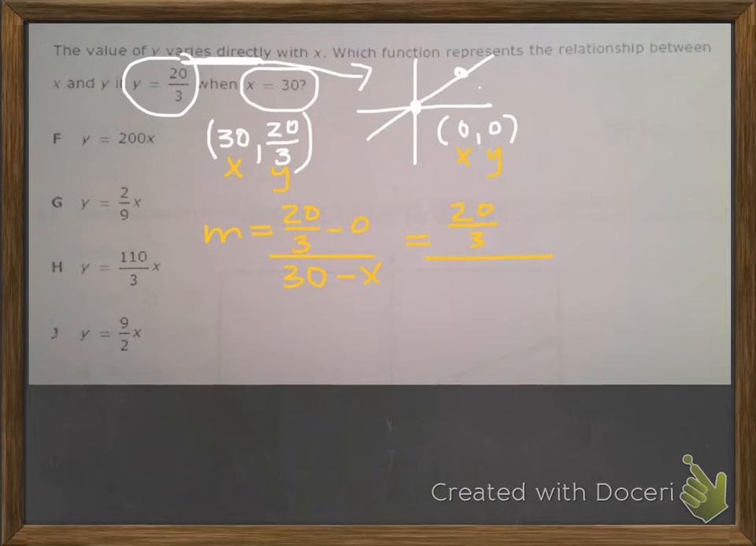In the bottom, it should have been 30 minus 0. That's my x value. So sorry, guys. 30 minus 0 is 30 for the denominator. So this is my slope. It looks a little weird because I've got a fraction within a fraction, but if you type all this into your calculator, it will simplify it for you to 2/9. So that is the slope that we're looking for on our equation, and I can see that on G. Y equals mx plus b. Remember, our b is 0. So G is our answer.